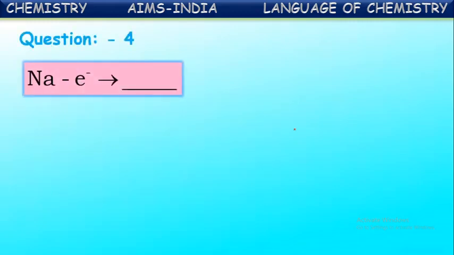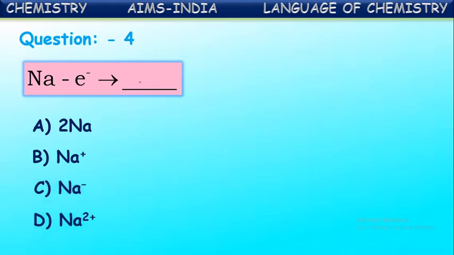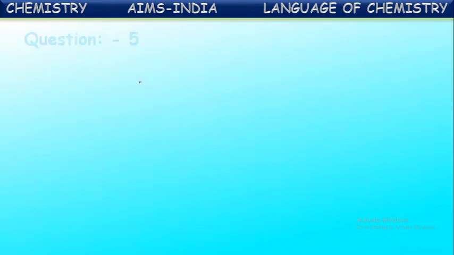Next question. Sodium minus electron. What will be formed here? What does sodium form on losing one electron? Will it form two sodium atoms? Will it form Na plus ion, Na minus ion, or Na2 plus ion? Sodium loses one electron and forms the monovalent electropositive sodium ion, or Na plus ion. On losing one electron, sodium forms a unipositive cation or monovalent electropositive ion. Next question.